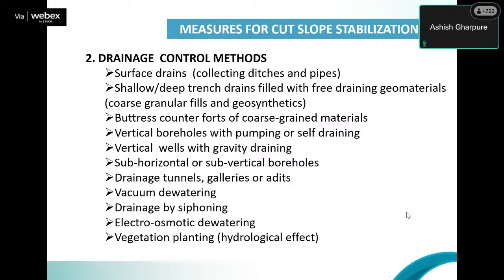There are various types of drains and structures that can be created to take off the water from the matrix of soil and rock, and thus making it safer. So there could be surface drains, trenches, counterfort drains, vertical wells, well point system, which people are aware of, where you can pump out the water, drainage tunnels, galleries, vacuum dewatering. Several measures are there, including plantation, because as you know, plants transpire the water from ground to the air. So even that could be a very good solution for drainage control alone. Forget about the benefit of erosion control. Next, please.